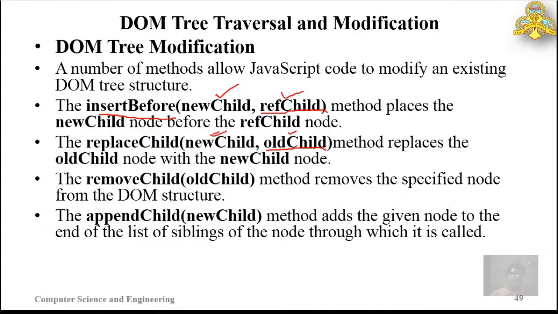This is very useful while handling complex table tags within the web page. If a row is to be inserted, if a column is to be inserted, or if a particular cell is to be replaced or modified, in such cases these tree modification methods are heavily used. Likewise, as I already said, if a child is not required or unwanted in the web page, I can use removeChild. And appendChild adds the new child at the end of the list.